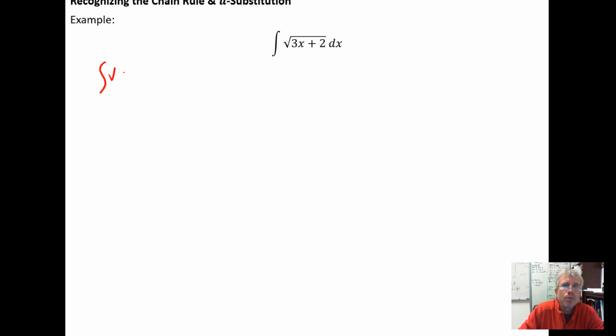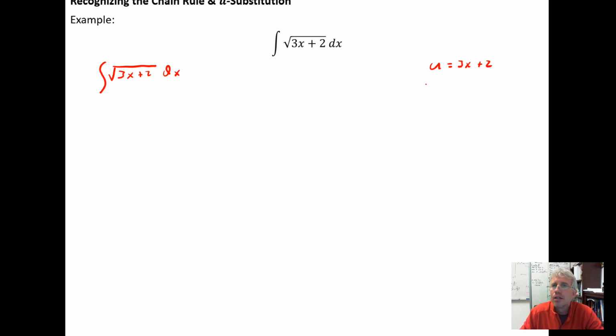I have the square root of 3x plus 2 dx. I'm going to go ahead and make the u-substitution, u equals 3x plus 2. So we had a function composition. We had a linear function inside of a square root function.